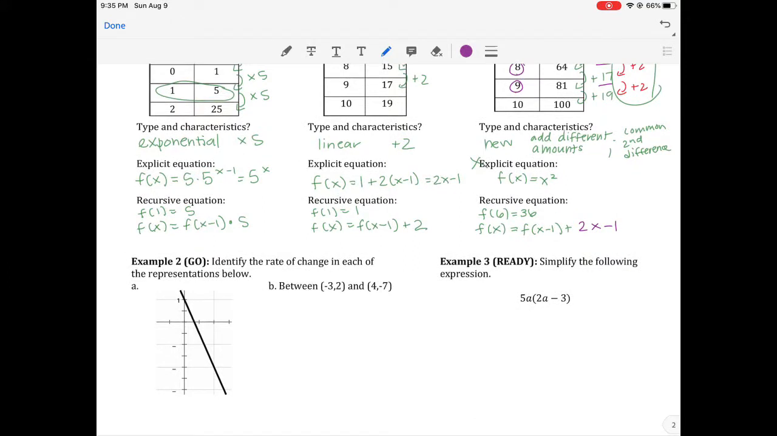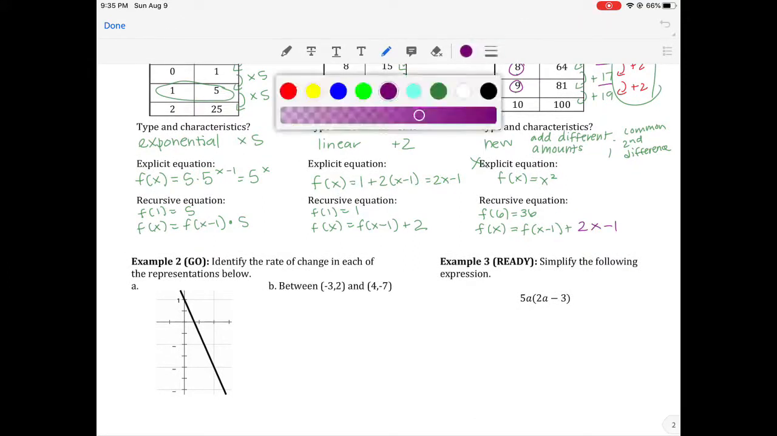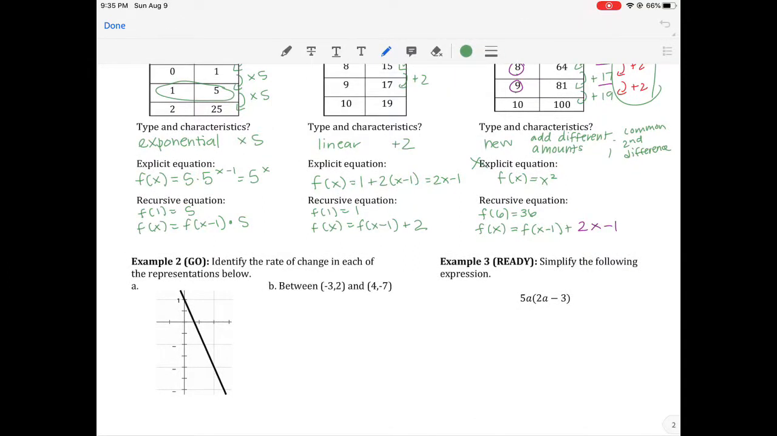Okay, the last two examples here are just to make sure that you're ready for the go and the ready on your homework. So these are things that are kind of review or help prep us for things we're learning in the future. So rate of change, identify the rate of change. That's another way to say slope. So remember that, it's like the rise over the run. The change in y over the change in x.